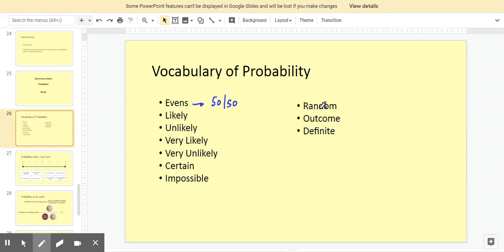And we talked about randomness. So if we, for instance, had some counters in a bag, when we chose one at random, it would mean that we did not try to influence our decision of which counter we picked out of the bag. An outcome, that was just something that happens. So a result of an event, for instance, a football match, the outcome would be the score or who won. And then definite was just another way of saying certain.